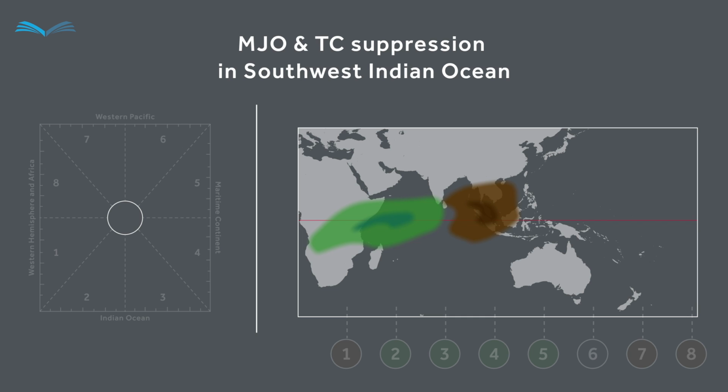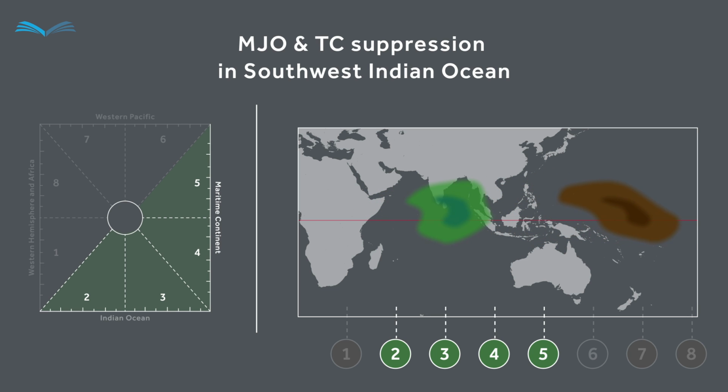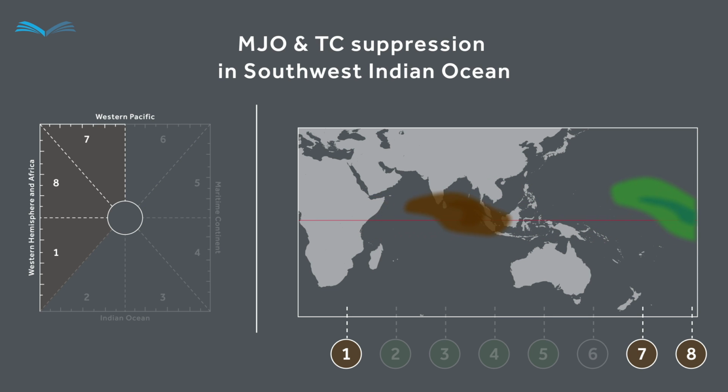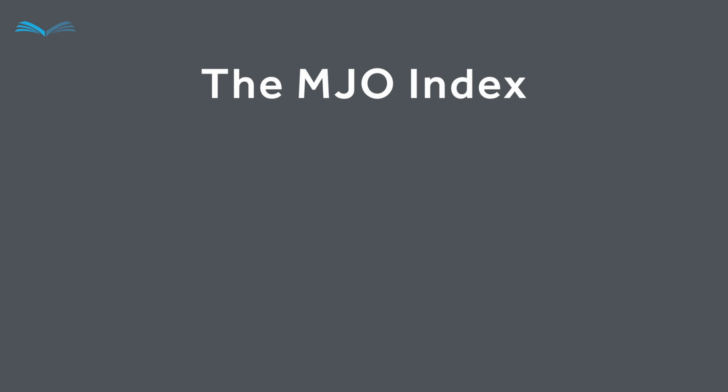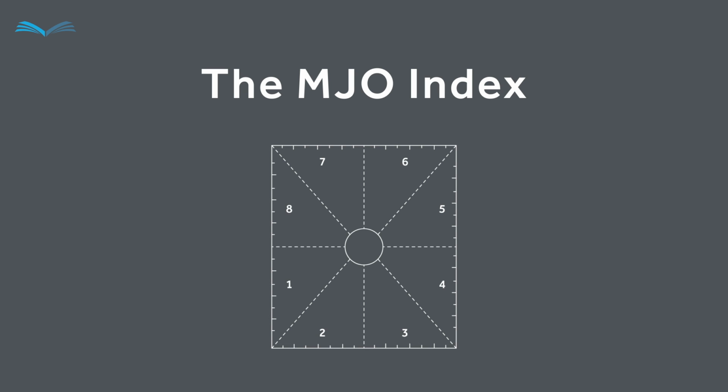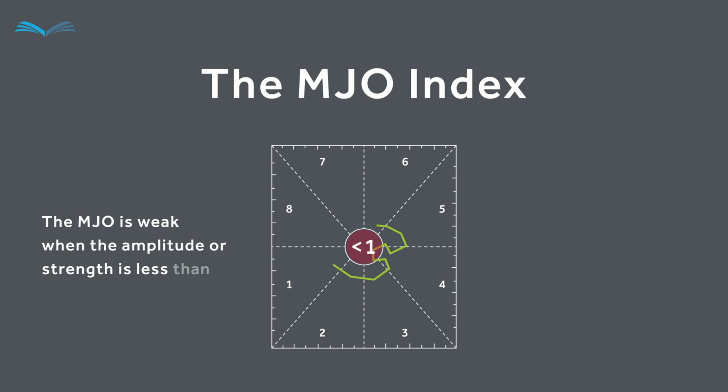For the southwest Indian Ocean, there are approximately 3 times as many 24-hour rapid intensifications in the active convection of MJO phases 2 to 5 than there are in the more locally suppressed phases of 7, 8 and 1. The phase of the MJO can be used as a guide for tropical cyclone development, but tropical cyclones might form in any phase or when there's no apparent MJO. The MJO is weak when the amplitude or strength is less than 1.